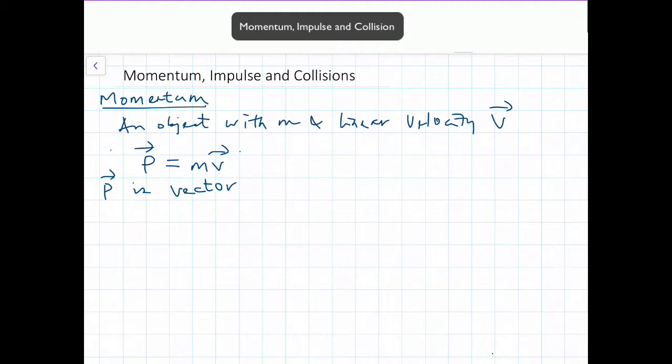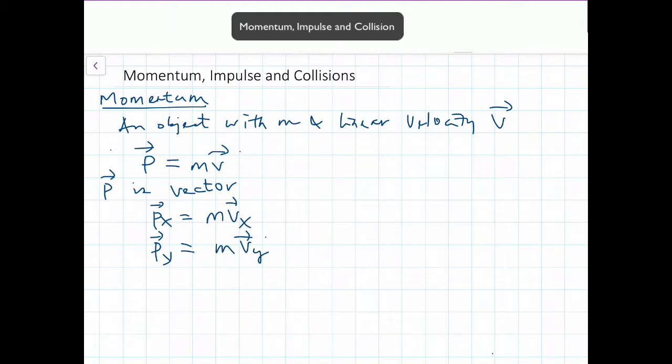Since it's a vector quantity, it may have an x component. If you are trying to find px in a two-dimensional momentum problem, you can find it by multiplying the x component of the velocity with m. Likewise, you can find py, which is the y component of the momentum, by multiplying the mass with the velocity in the y direction.